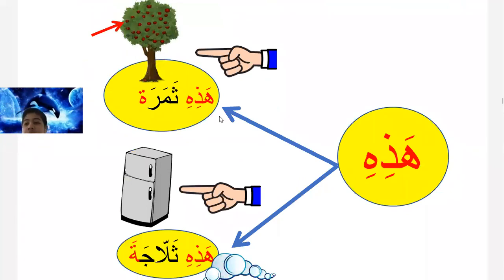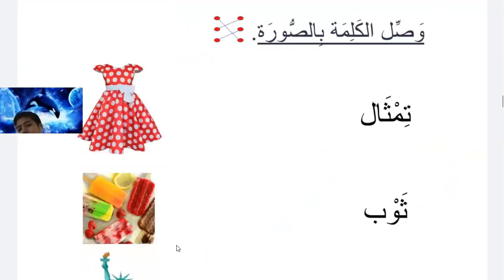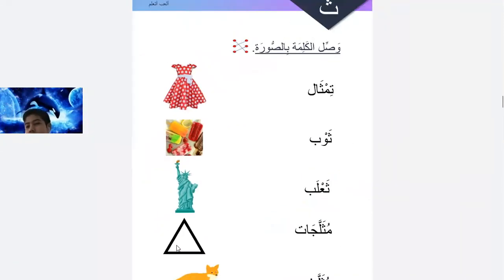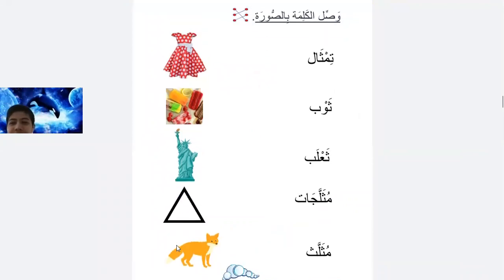Next. Hazihi samara. This is a fruit tree. Hazihi sallaja. This is a fridge. Good. Wasil il kalima bis surah. Join the word with the picture.